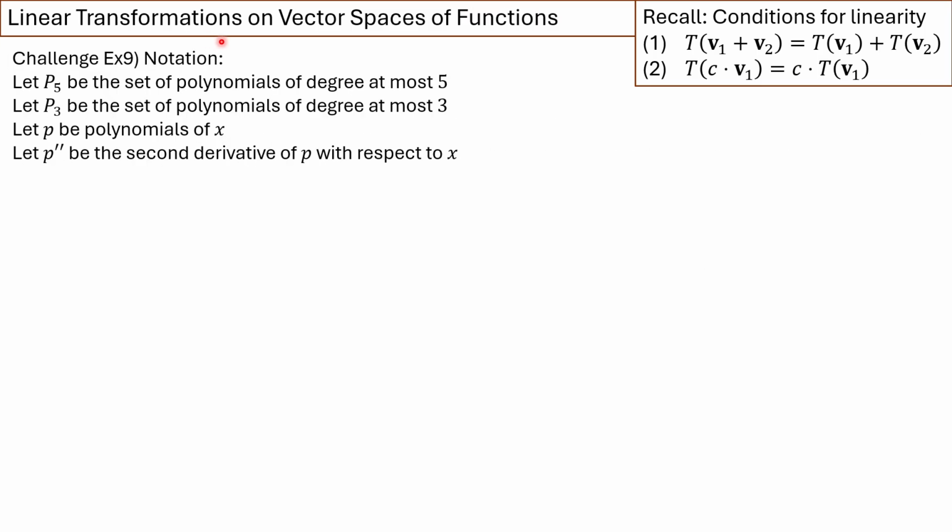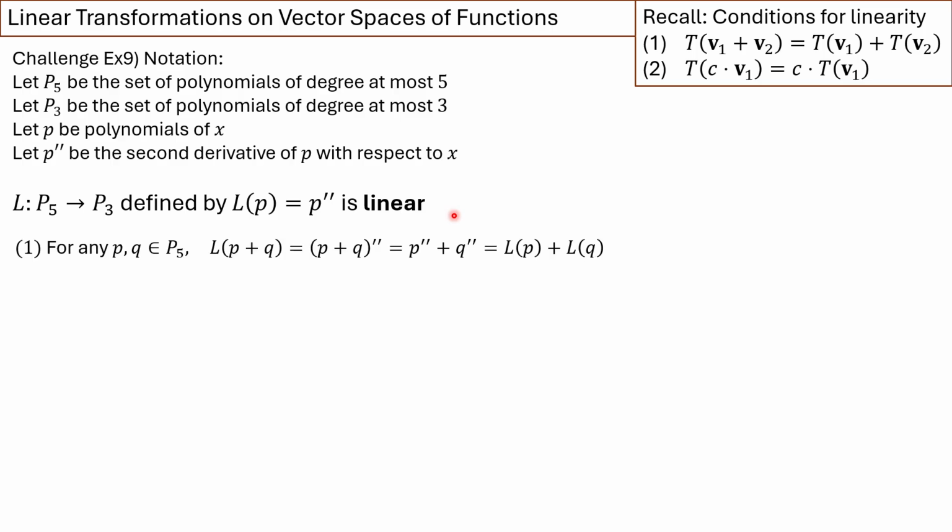Now let's do a challenge example. Remember, vectors don't just have to be lists of numbers, they can be entire functions, all right? So let's define a transformation L from P5, which I'll define as the set of polynomials of degree at most 5, to P3, cubics or less, defined by this transformation, where we take a polynomial as the input and we output its second derivative. This is a linear transformation, all right? So you actually know this already from Calculus 1.